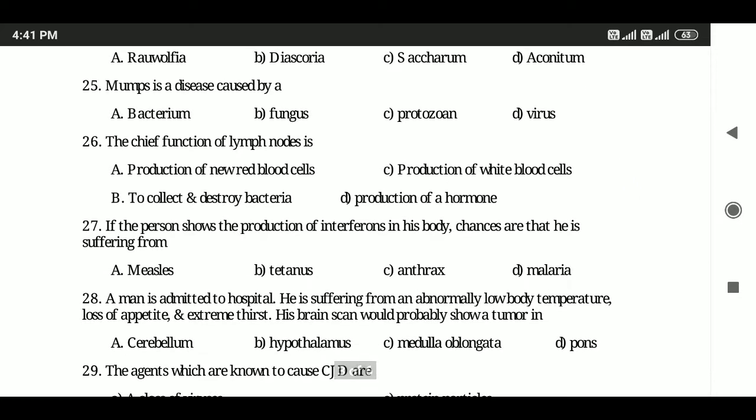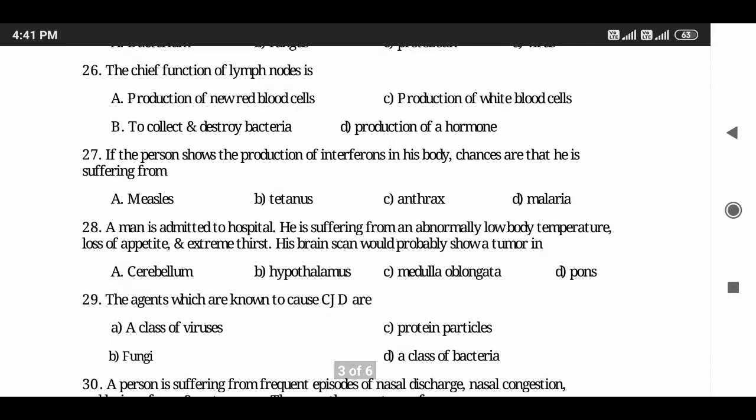Coming to the next question, the chief function of lymph nodes is production of newer blood cells, production of white blood cells, to collect and destroy bacteria, production of hormones. As we know, lymph nodes are involved in increasing immunity. They do not produce blood cells, white blood cells, or any hormone. So A, C and D are not the answer, but B is the right answer, to collect and destroy the bacteria as an immune action.